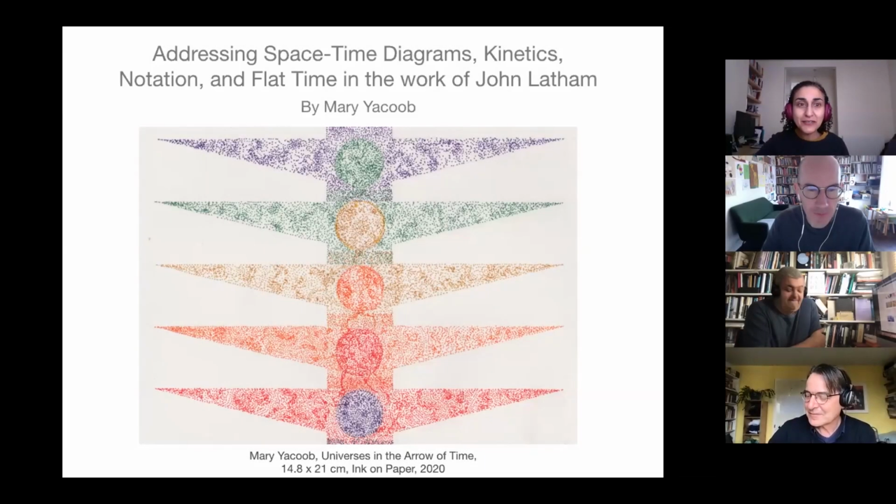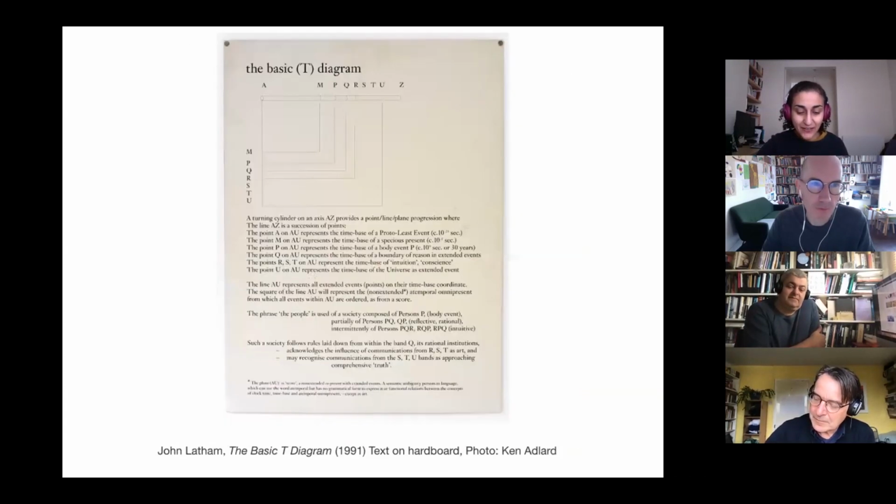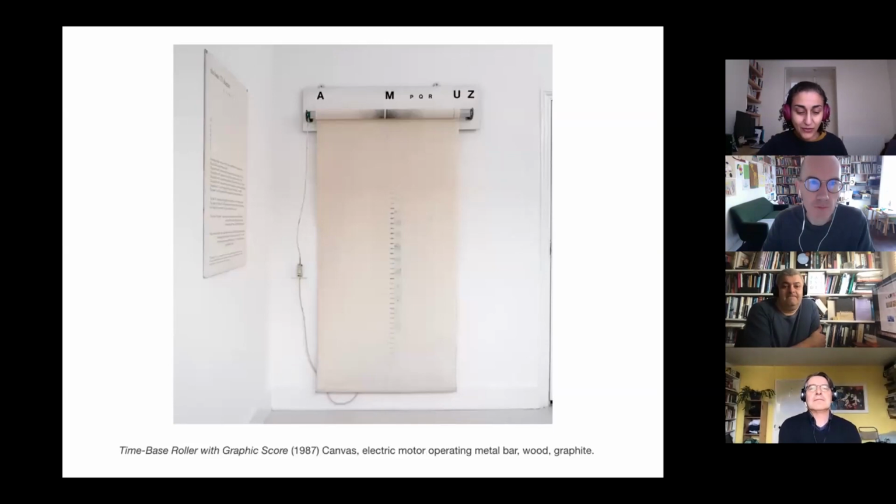So my talk is called Addressing Space-Time Diagrams, Kinetics, Notation and Flat Time in the Work of John Latham. The basic T diagram is a drawing, a symbolic key to unlock the meanings of the letters at the top of the sculpture called Time-Based Roller with Graphic Score. Both works are expressive of John Latham's theory of flat time, his theory that it is time and event that are key to the understanding of the universe rather than mass and space.